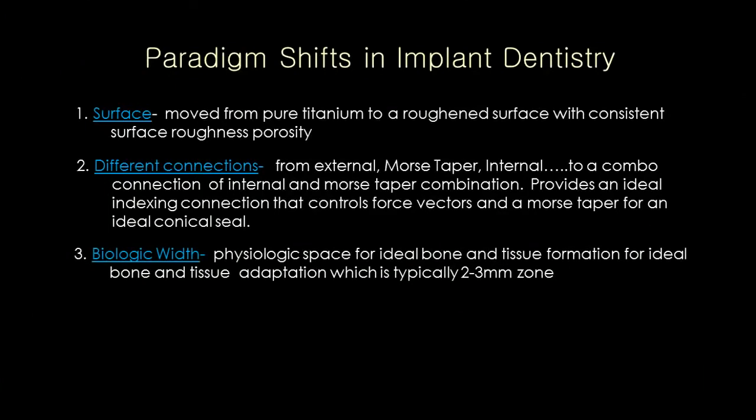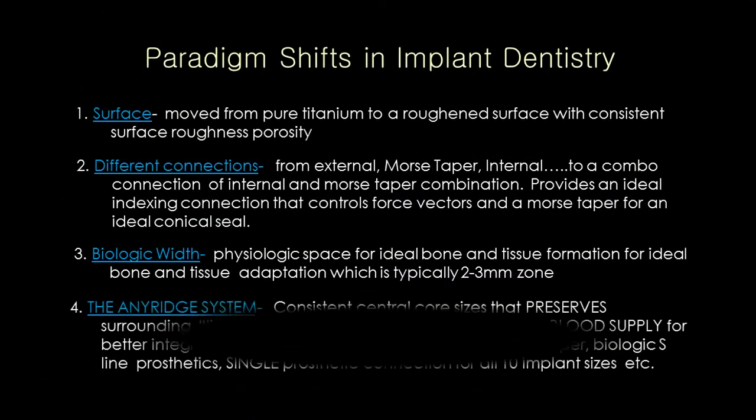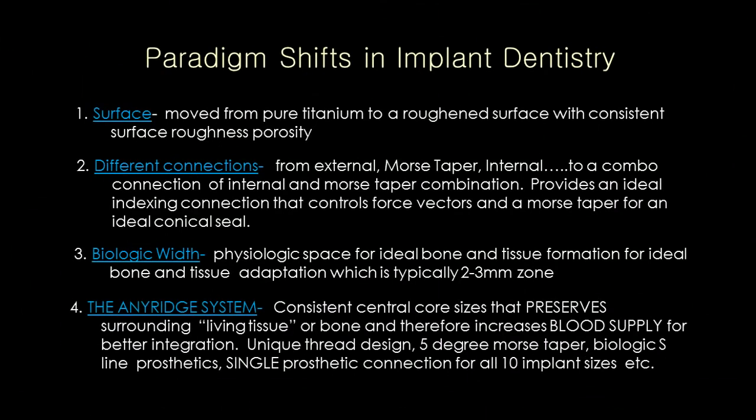Biologic width, we're going to look at that as well. Physiological space for ideal bone and tissue adaptation, which is typically a 2 to 3 millimeter zone. And the Anyridge system is a paradigm shift. So these are all paradigm shifts that we're going to be looking at.